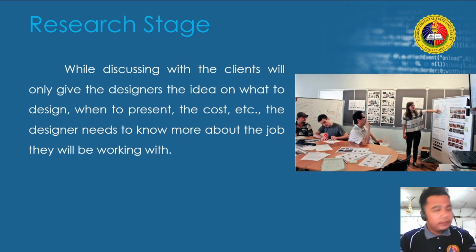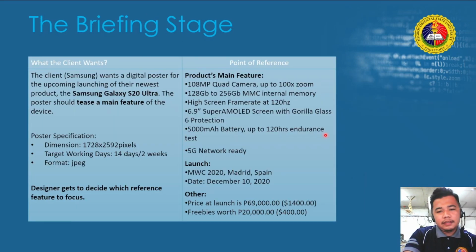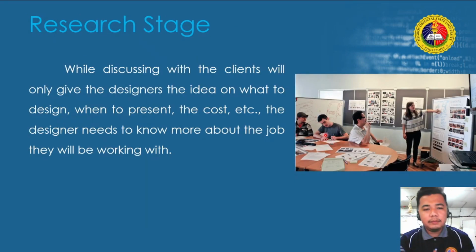Next, the research stage. While discussing with the client, we'll only give the designers the idea on what to design, when to present, the cost, etc. The designer needs to know more about the job they will be working with. Obviously, since what the client gave us would just be the information about the product that we're trying to design for, it's our job to know more about the product that we are going to design. Not just the product, but the company that we are working with.